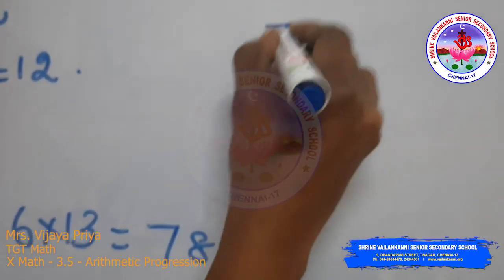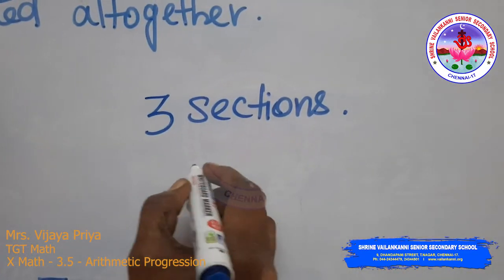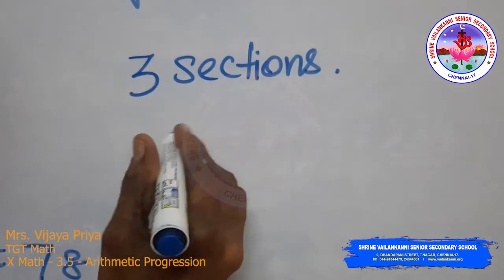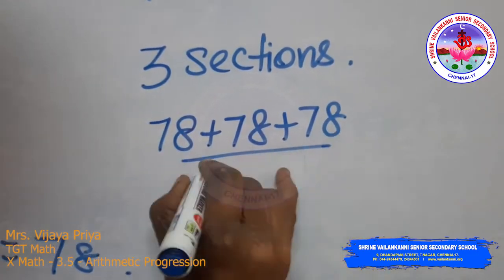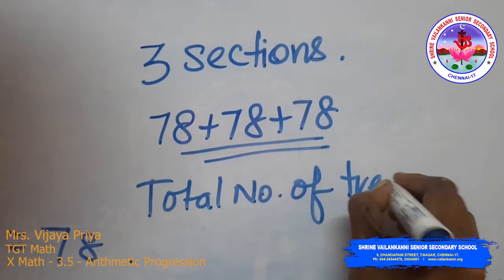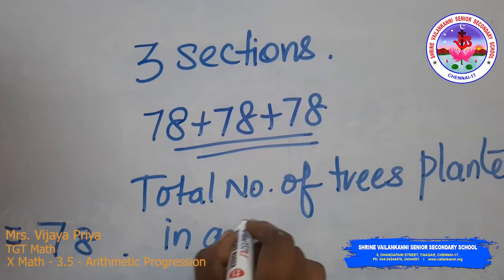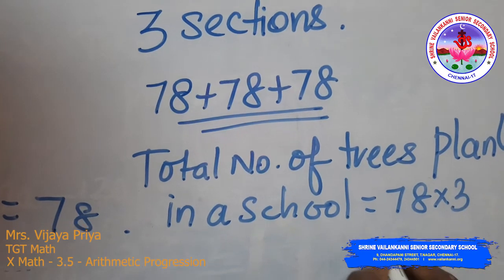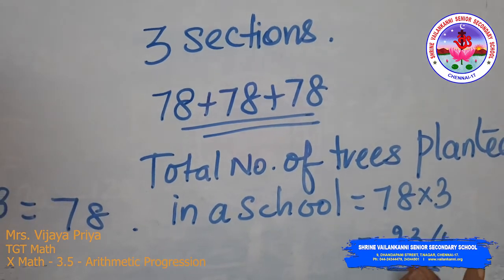Since there are 3 sections and each section will plant equal trees, the first section planted 78 trees. So the total number of trees planted by 3 sections will be 78 plus 78 plus 78, your total number of trees planted in a school. Which is equal to 78 into 3, which is equal to 234. So 234 trees are totally planted.